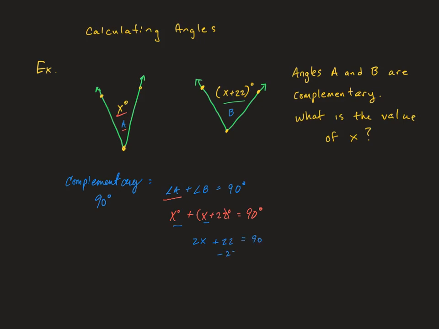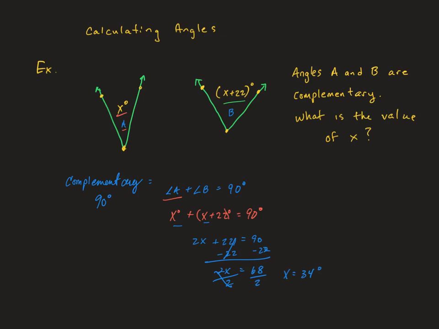Go ahead and subtract 22 from both sides, and I have 2X is equal to 68. Divide both sides by the coefficient, and X is going to be equal to 34. X is equal to 34 degrees. So there you have it. What is the value of X? 34 degrees, or 34.